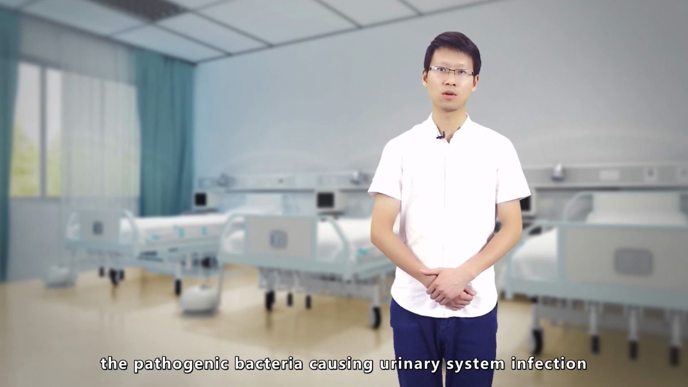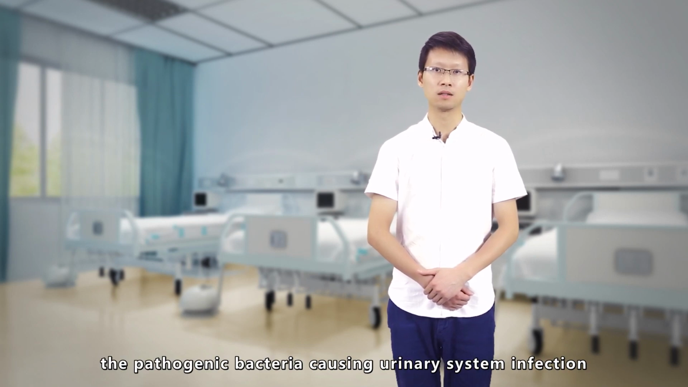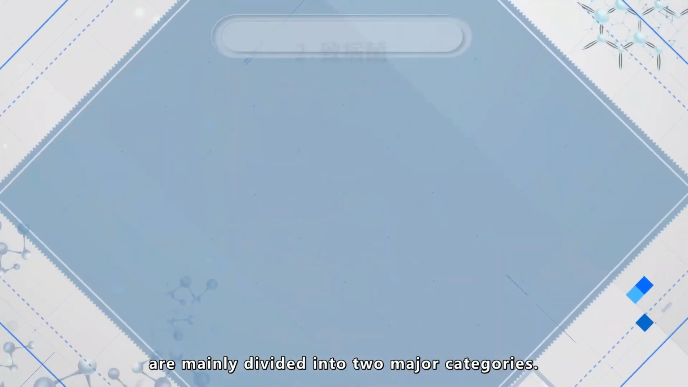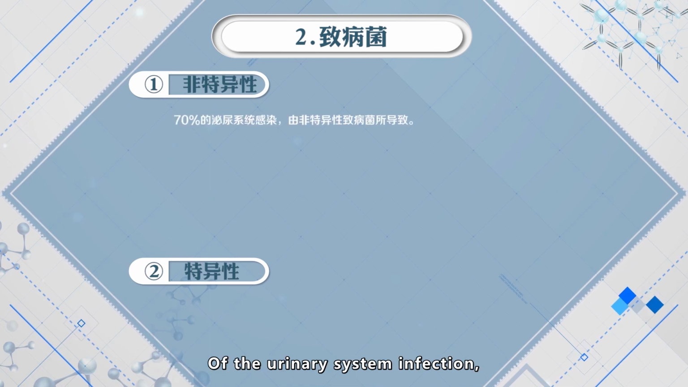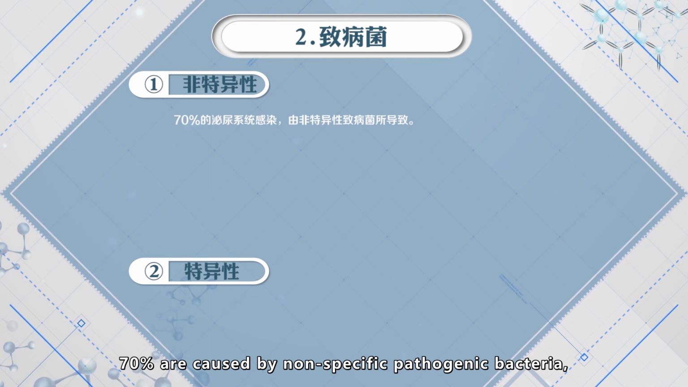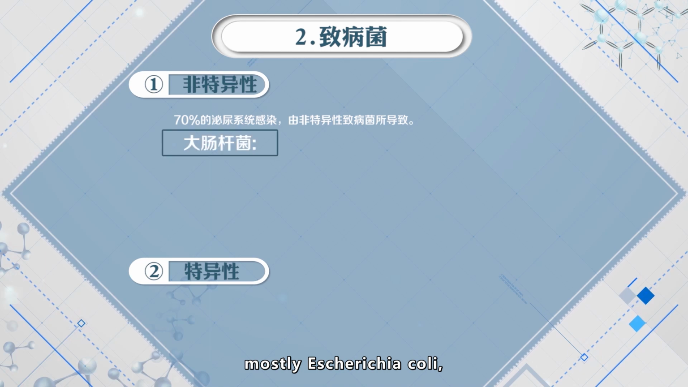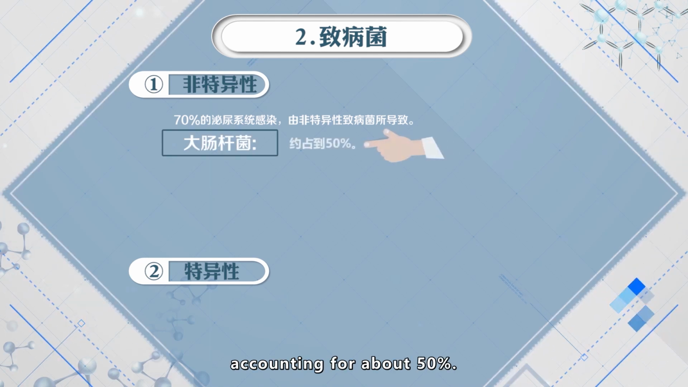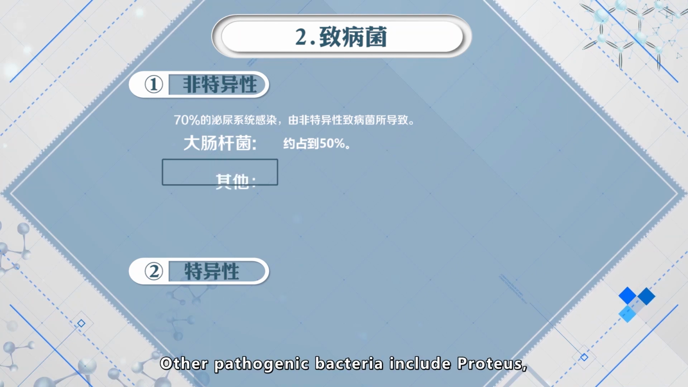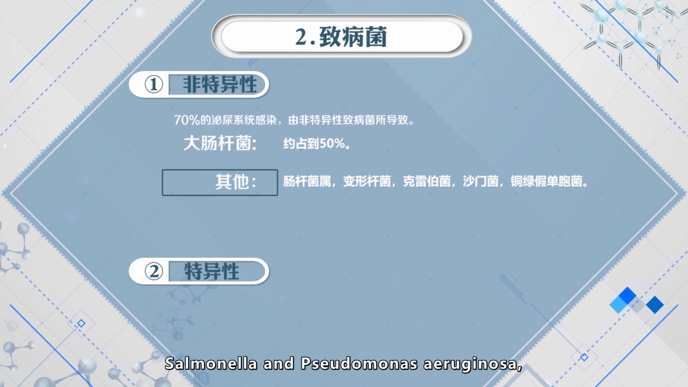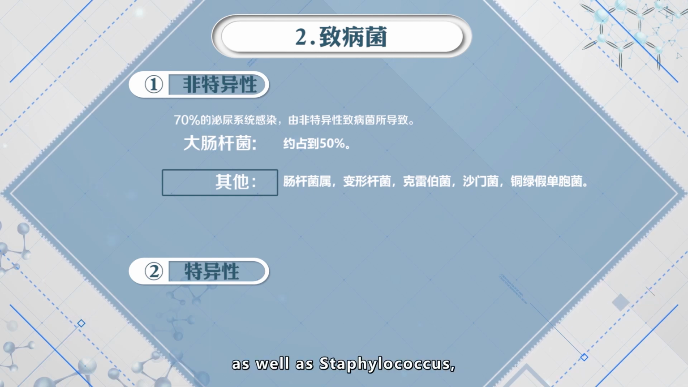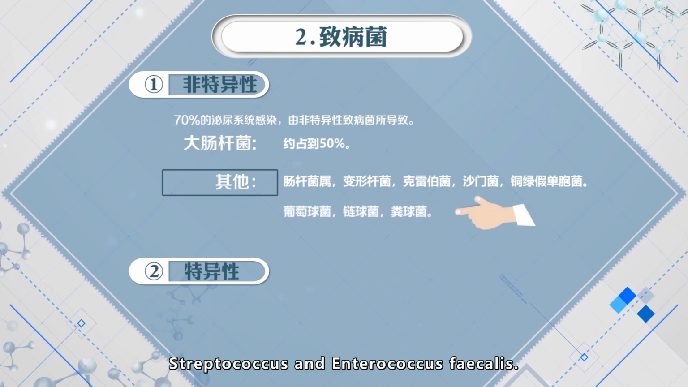First of all, the pathogenic bacteria causing urinary system infection are mainly divided into two major categories: non-specific and specific pathogenic bacteria. Of the urinary system infections, 70% are caused by non-specific pathogenic bacteria, mostly Escherichia coli, accounting for about 50%. Other pathogenic bacteria include Proteus, Klebsiella, Salmonella, and Pseudomonas aeruginosa, as well as Staphylococcus, Streptococcus, and Enterococcus faecalis.